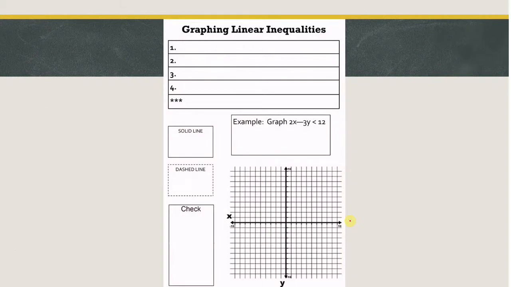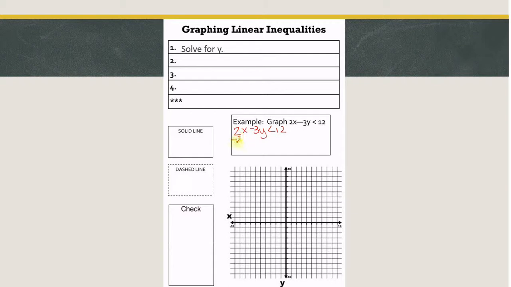Now, this is when you're going to want to get that pink sheet out, and we're going to start filling in the directions. And as we fill in the directions, I'm actually going to walk through the example that we have on here. So the very first step to graphing a linear inequality is you're going to solve for y. That way we can actually graph it. So we have 2x minus 3y is less than 12. So we need to solve for y.